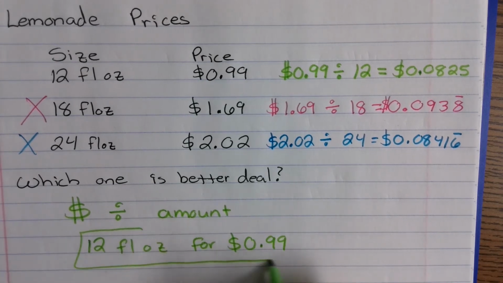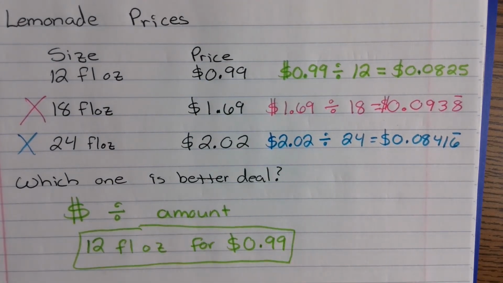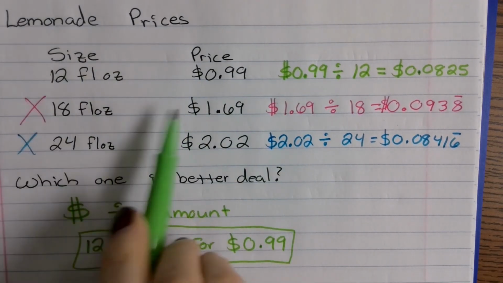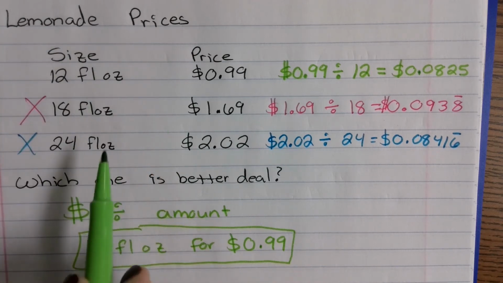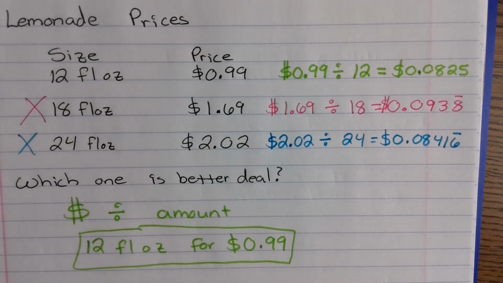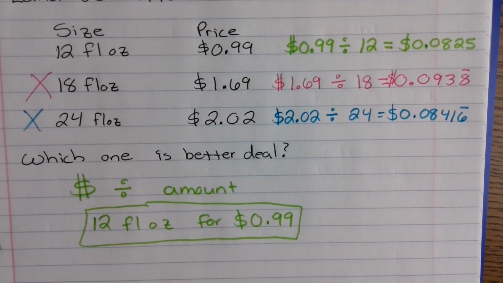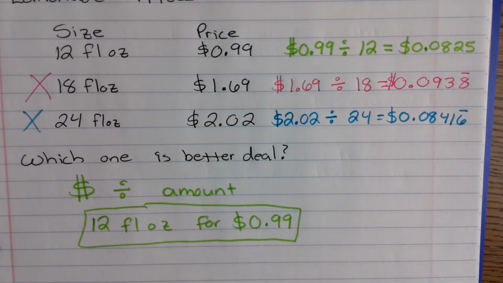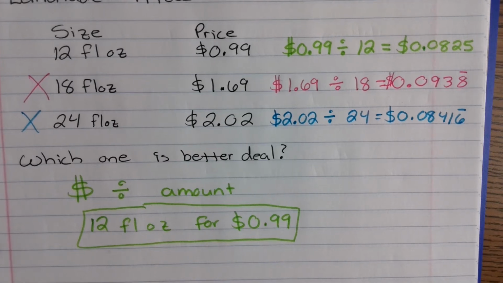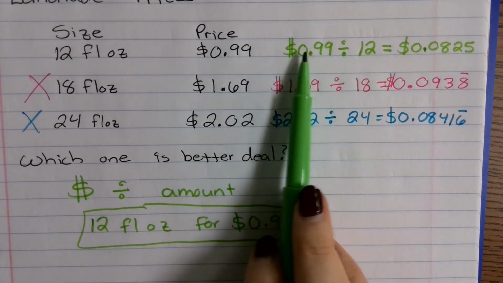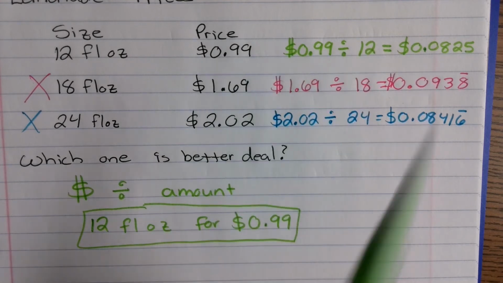You're just taking the price and dividing it by how many units there are. Maybe it's ounces, maybe it's pounds, maybe it's boxes. It's always going to be price divided by item. Well, I didn't divide 12 with 18. I did 99 cents divided by 12.